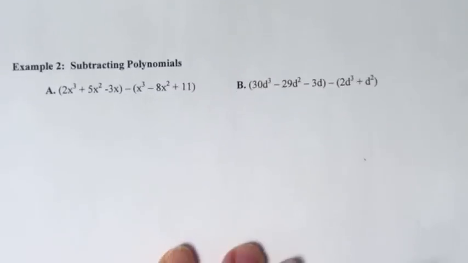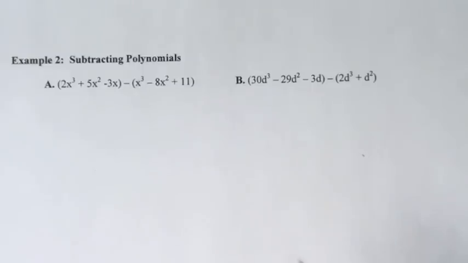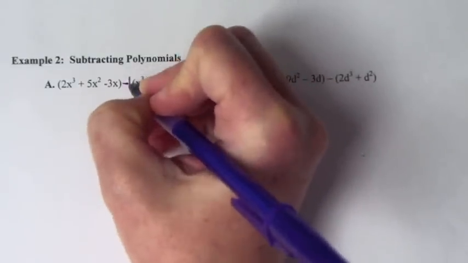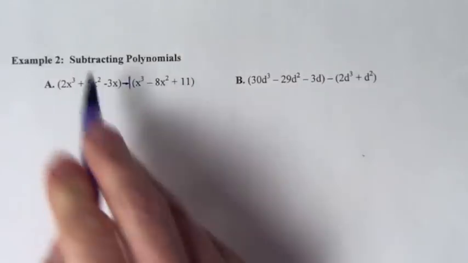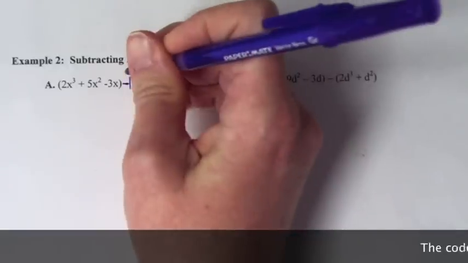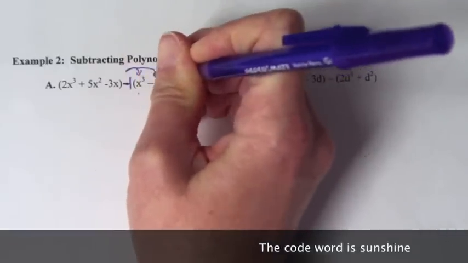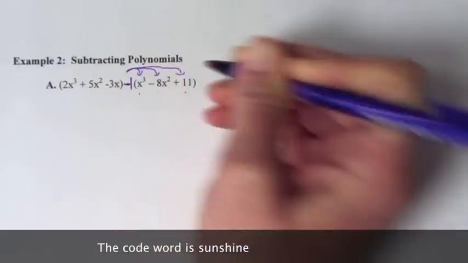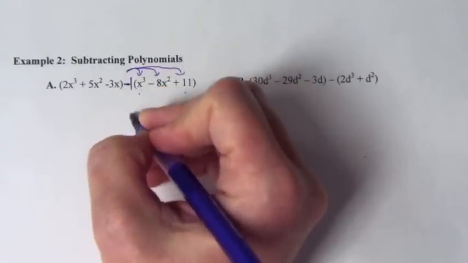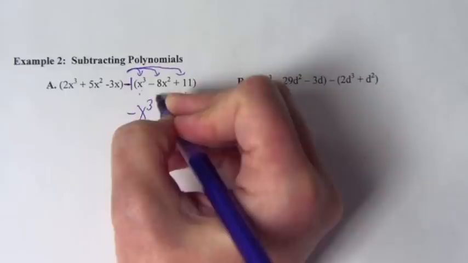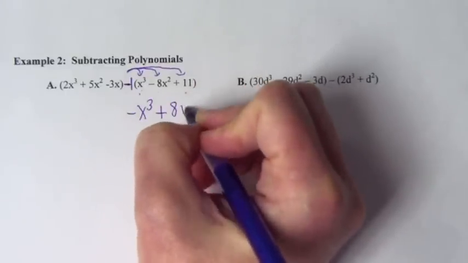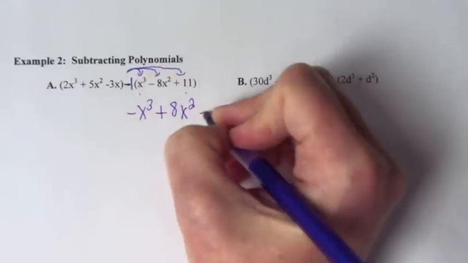For the subtraction, we have to be a little bit careful, because when we have a subtraction symbol in here, this is the same as saying negative 1. Now, this negative 1 is being multiplied by everything within the second set of parentheses. So first we have to distribute this negative 1 to all three terms in the second polynomial. So the second polynomial becomes negative 1 times x cubed, which is negative x cubed. Negative 1 times negative 8x squared, negative times negative, gives us a positive 8x squared. And then negative 1 times positive 11 gives us negative 11.